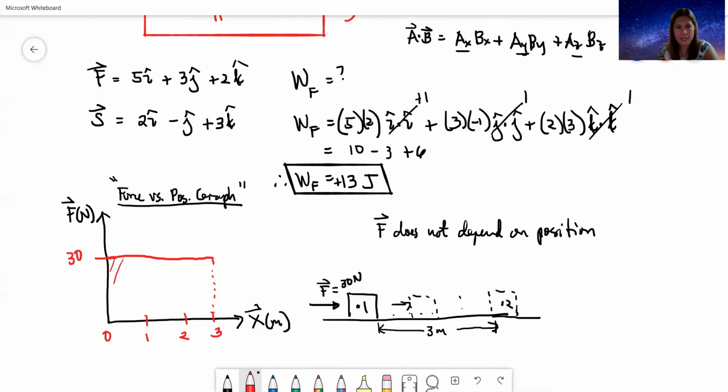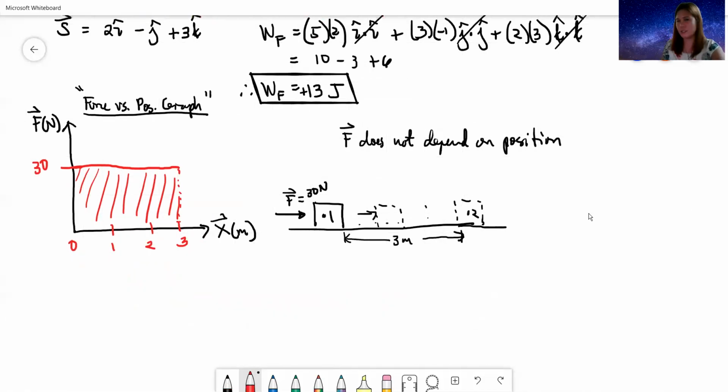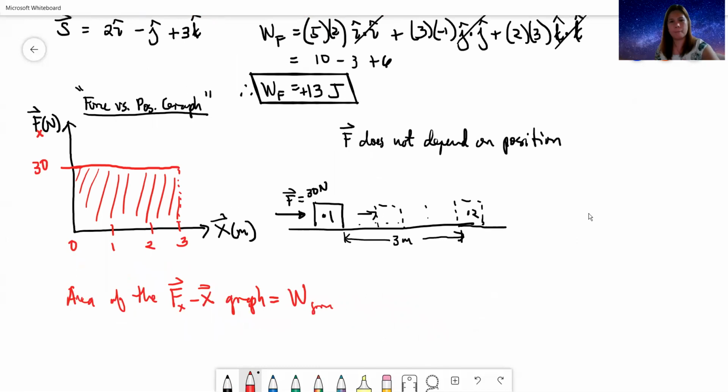So, if we get the area under this curve, in this case, it's very obvious that the graph is a rectangular plane. So, if we get the area of the F, this is X along the X. Fx, X graph, it will give you the work done. Work done from x sub 1 to x sub 2. So, depende na ngayon sa iyo kung asa si x1, asa si x2.